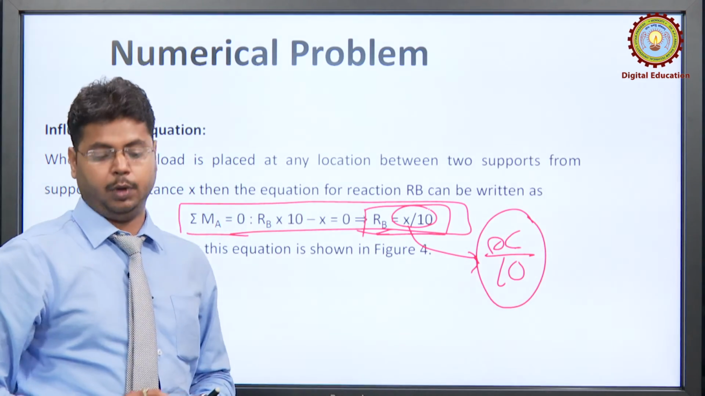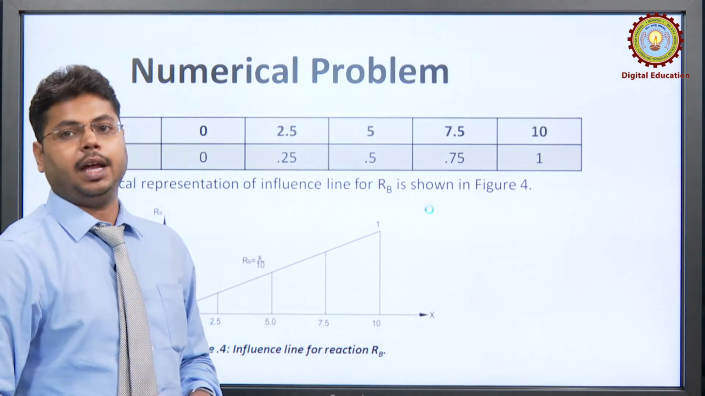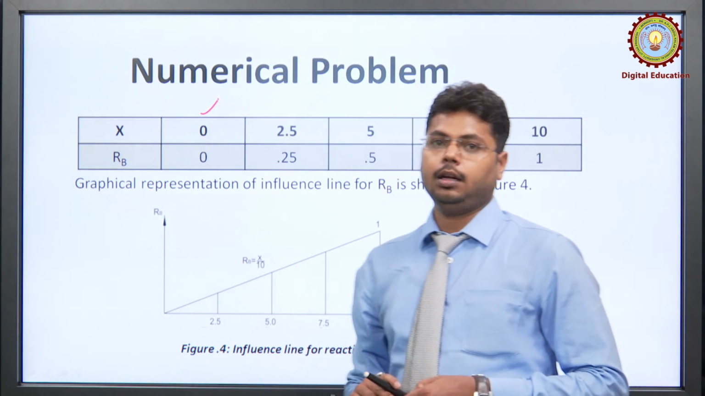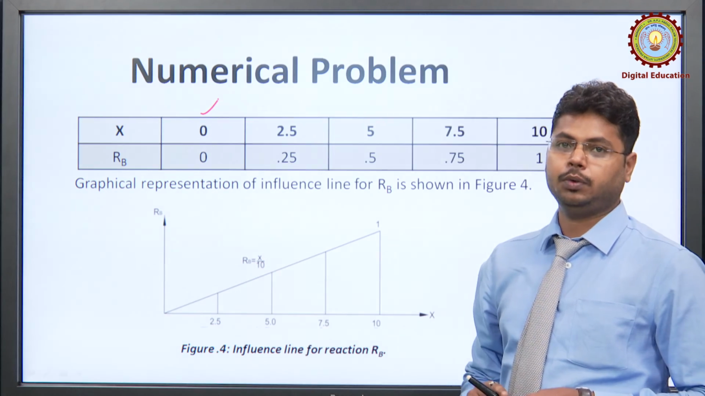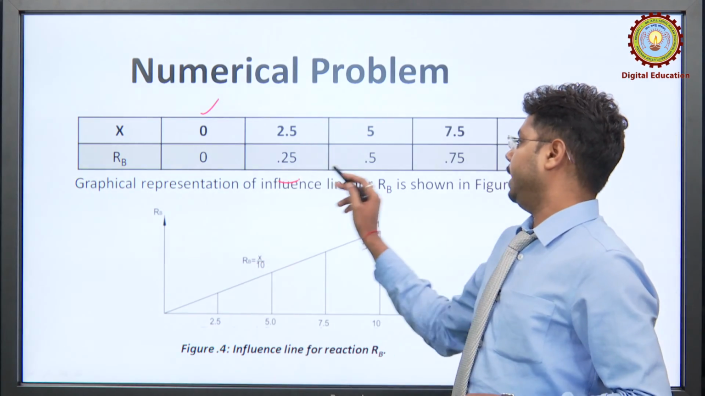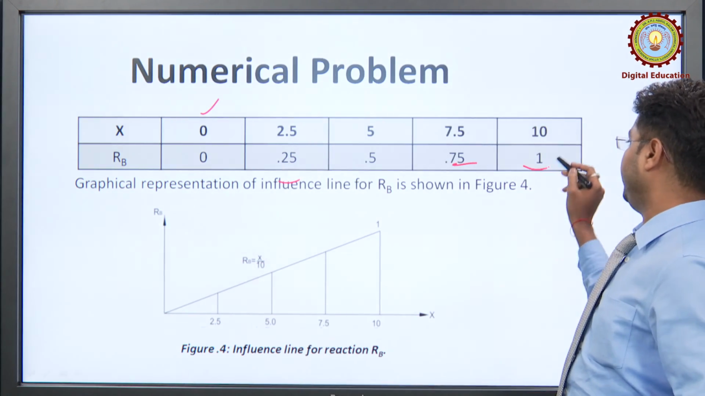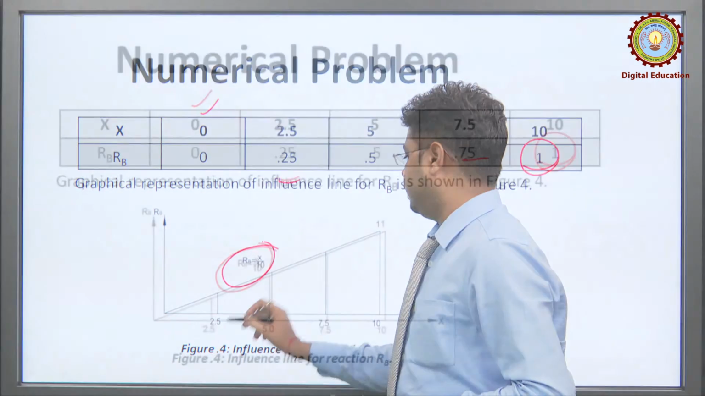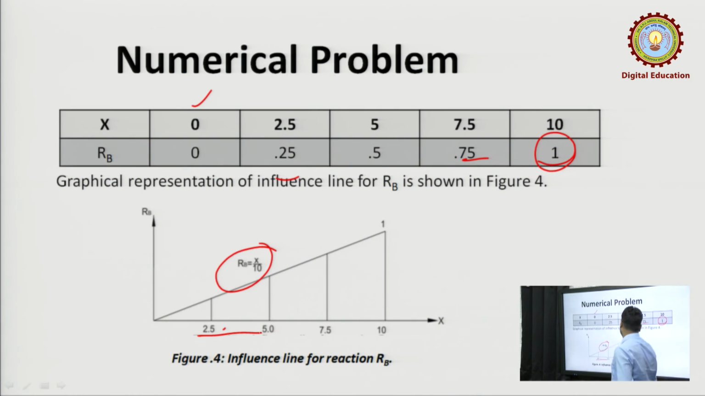Now we can tabulate these values for x equal to 0, 2.5, 5, 7.5 and 10, and we will get values of RB equal to 0, 0.25, 0.5, 0.75 and unity. You can easily draw after this. You can take the values on the x axis and the ordinates of reaction RB on the y axis, and this will give a linear variation.